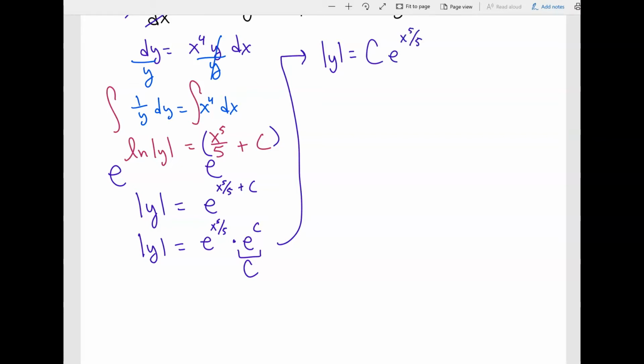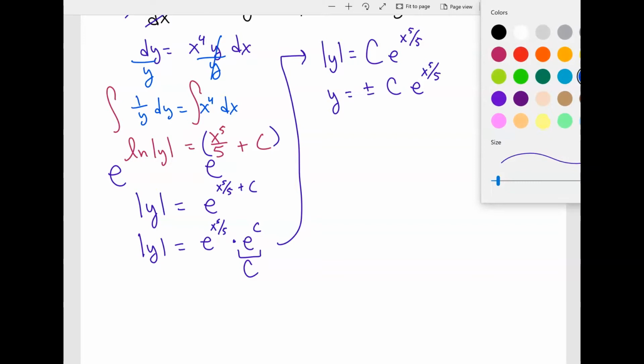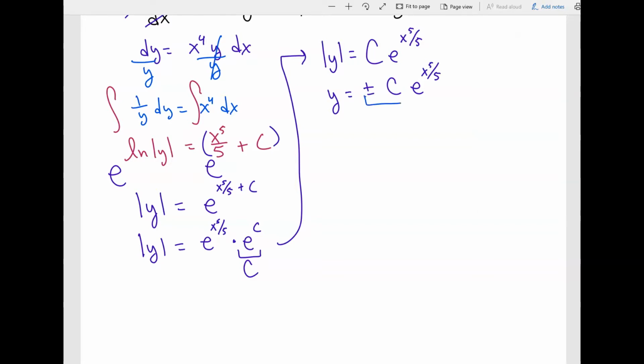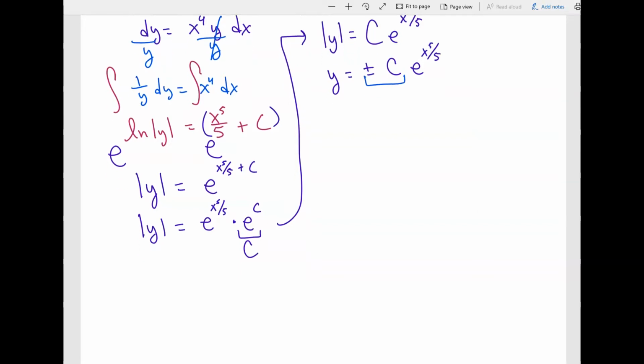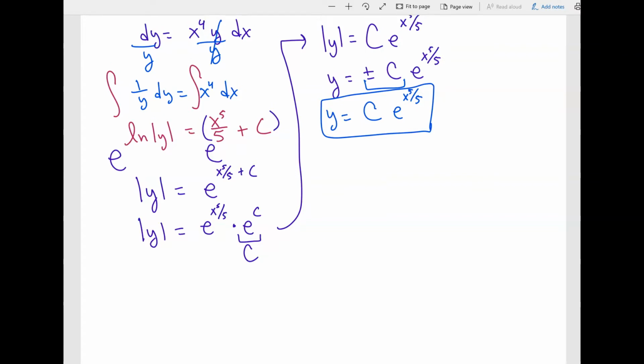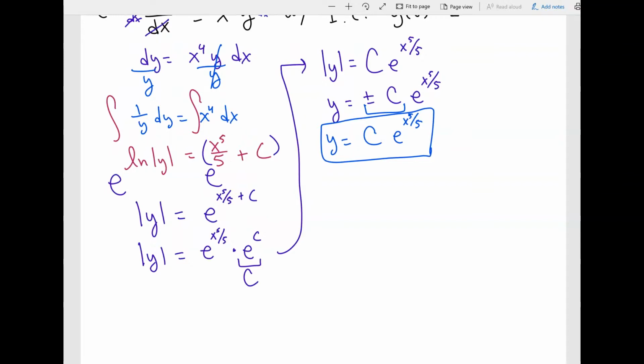Okay, now this absolute value just means that the y value can be positive or negative. So y can either be positive or negative, c e to the x to the 5 over 5. Now, lucky for us, this positive or negative, with the c, is just another c. So y is equal to another c e to the x to the 5 over 5. Okay, so that's what this is going to be. Okay, so a lot of algebra. Notice that all of this was just algebra. It wasn't even any calculus. The calculus was easy. It was just the algebra part.